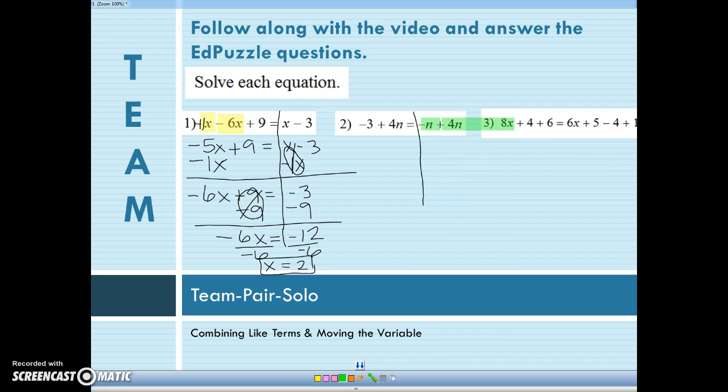Whoops, sorry about that. Negative n and positive 4n are like terms, so I'm going to combine them. They have different signs, so I subtract them. And then remember, this is a 1. 4 minus 1 is 3. Give it the sign of the higher number. This is a positive 3n, and bring down everything on my other side.